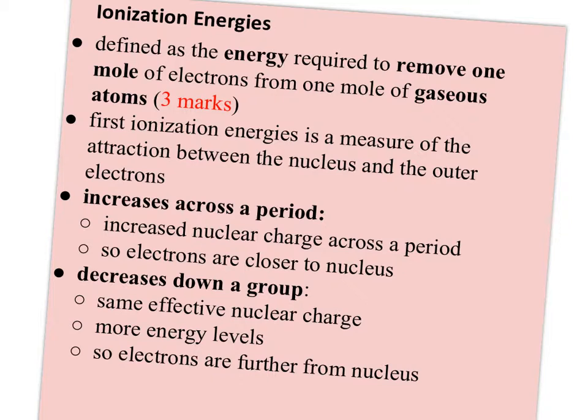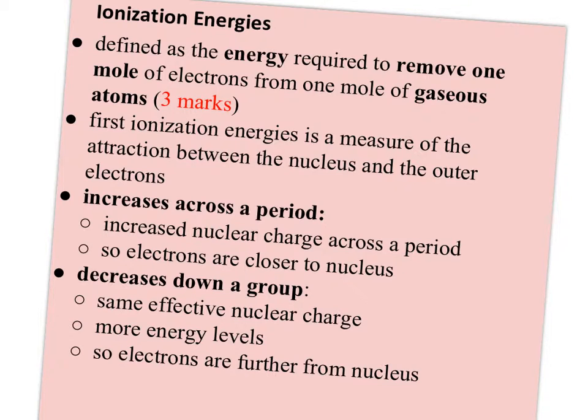Ionization energy is the energy required to remove 1 mole of electrons from 1 mole of a gaseous atom. And this would be a 3-mark definition on an IB exam, so this would be a good one to know. First, ionization energy is really a measure of the attraction between the nucleus and the outer electrons, because the stronger that attraction, the more energy is needed, the higher the energy. So ionization energies will increase across a period as your atoms get smaller and the electrons get closer to the nucleus and they're held on to more tightly by that bigger nuclear charge.